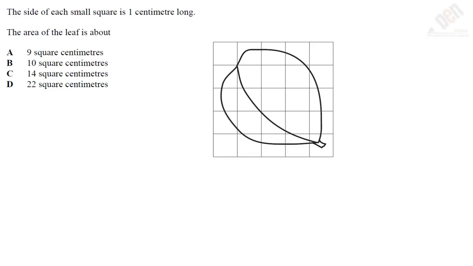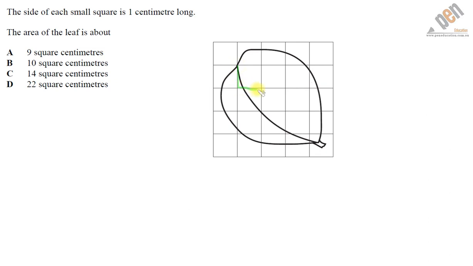The side of each small square is 1 centimeter long. The area of the leaf is about 9 square centimeters, 10 square centimeters, 14 square centimeters, or 22 square centimeters. So, let's start by counting up the complete squares that we can see in our diagram here.